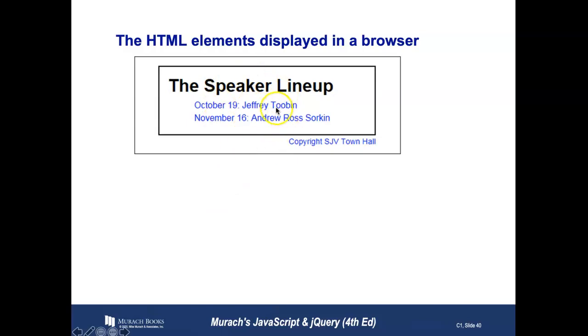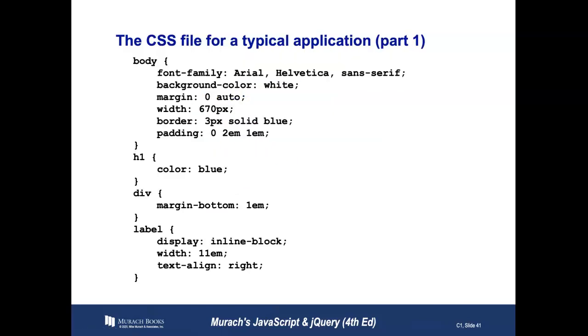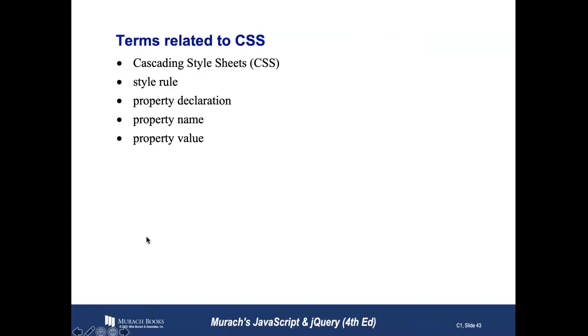And with that previous CSS, we have what we see here. The CSS file for a typical application has a body tag because all of these styles will be inherited by the children of the body. And then we have our selectors and our styles. So with CSS, we have the style rules, property declarations, names, and values. So we have our selectors, what property we want, and its value.